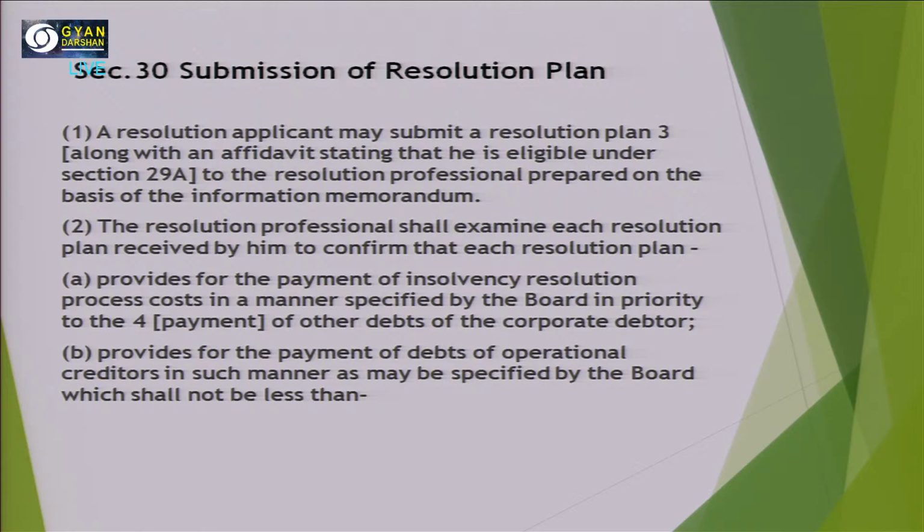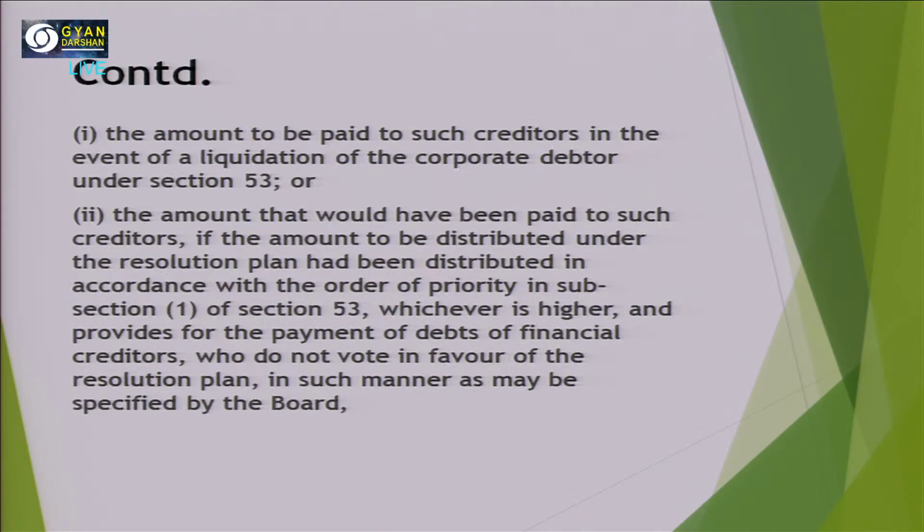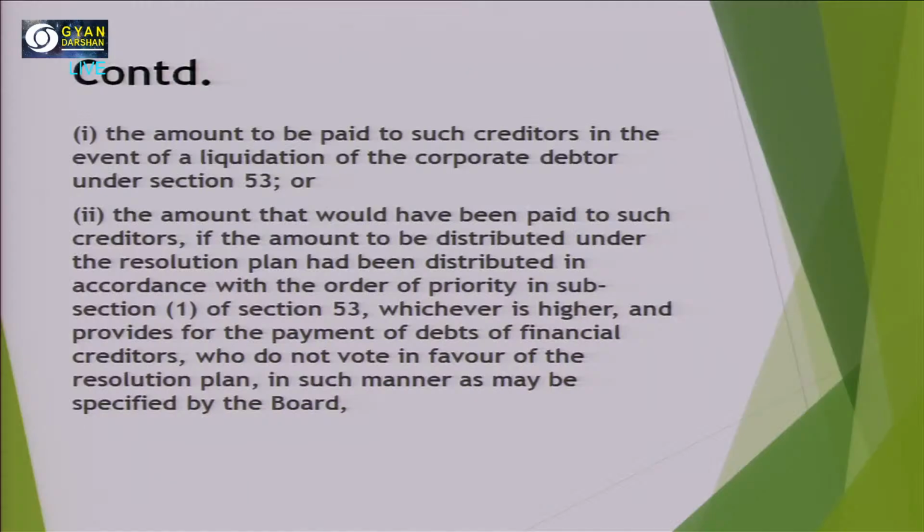Then it must provide for the debts of operational creditors in such manner as may be specified by the board, which shall not be less than the amount to be paid to the creditors in the event of liquidation of the corporate debtor under section 53. So basically, as I was telling you, the liquidation value must be ensured to the operational creditors so that they are not put in a position which is worse than the liquidation stage.